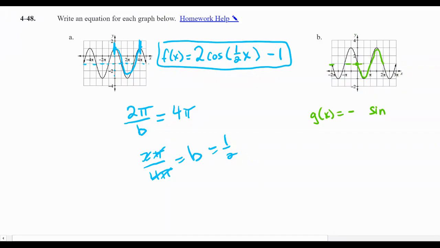The midline here on this one is at 1. That's what I'm going to put as my k value. My amplitude, again, looks like 2. So I'm going to call this -2 for the a value.